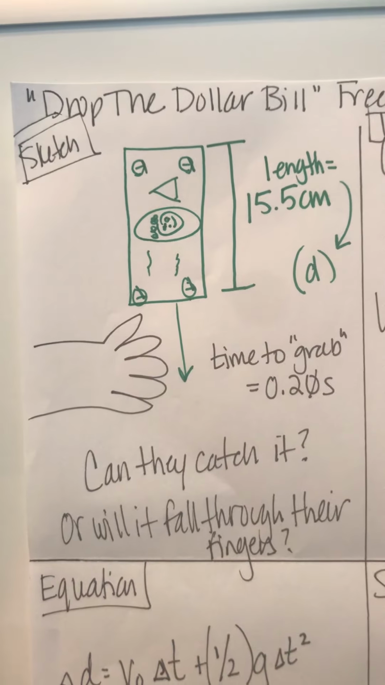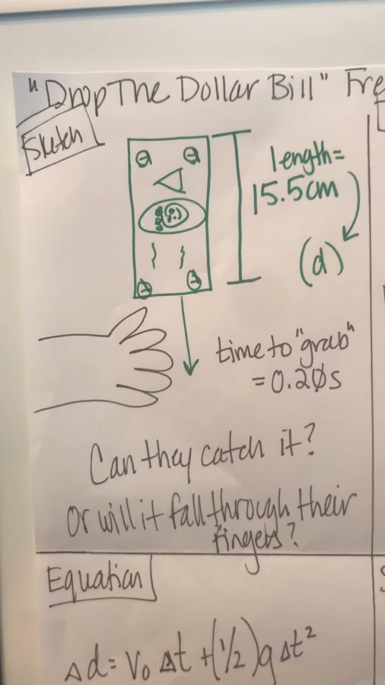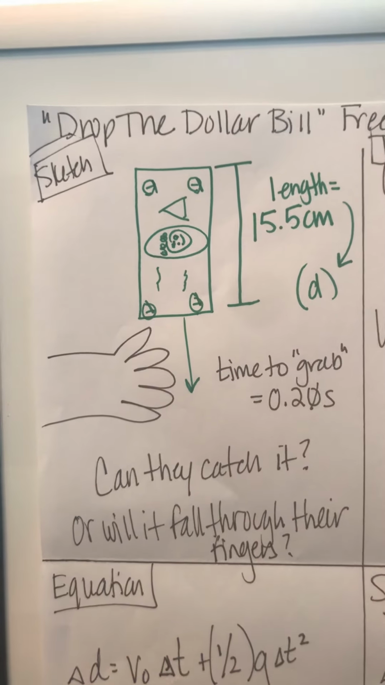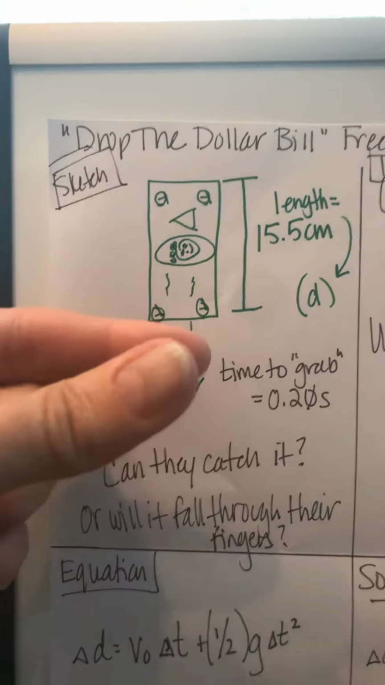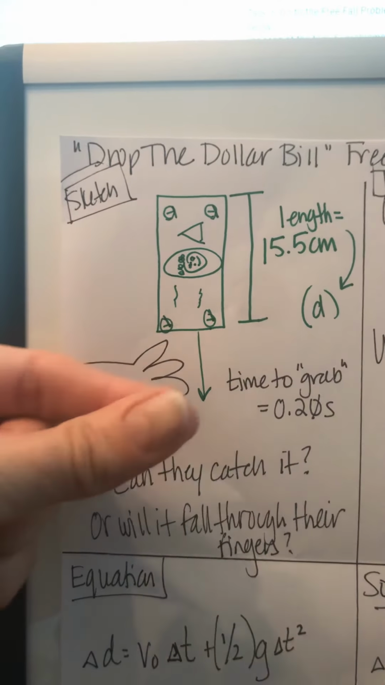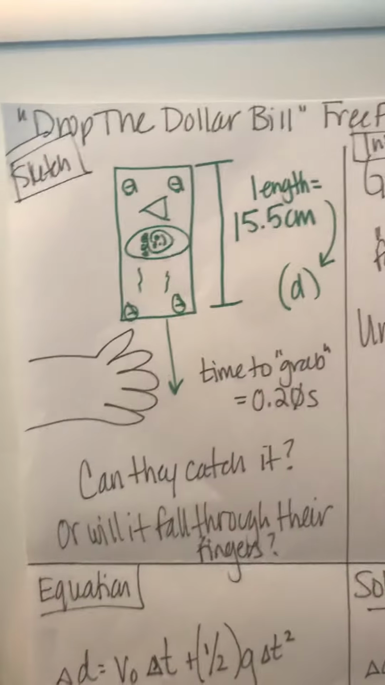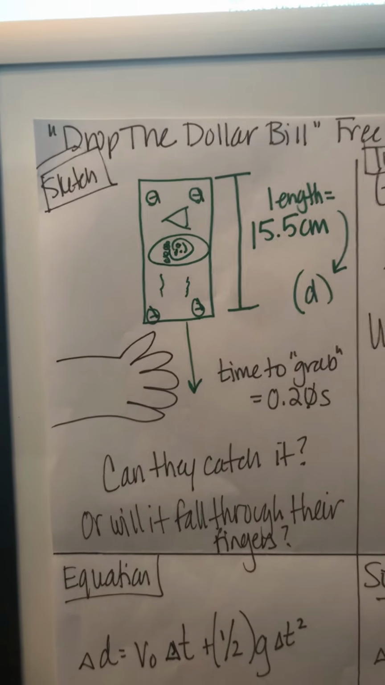Okay, so this is the dollar bill drop problem. If you hold the dollar bill right at the top of your friend's fingers, so they have to grab it like this, you leave the bottom of the bill right above their hand and drop it. Can they catch it? Or will it go right through their fingers?